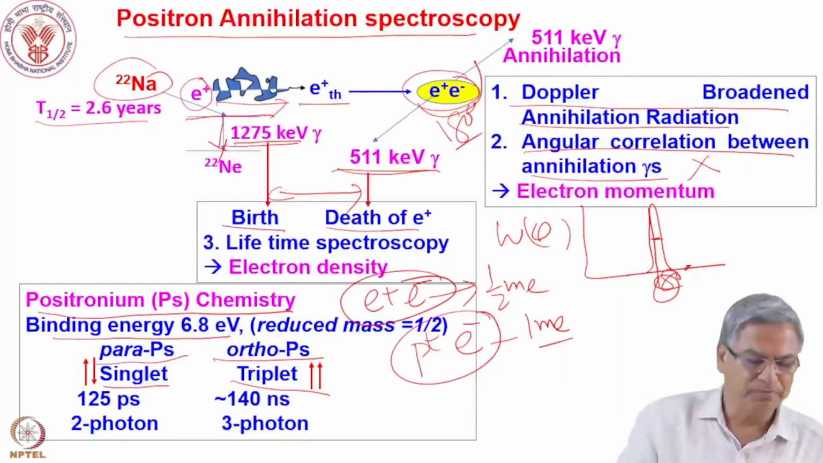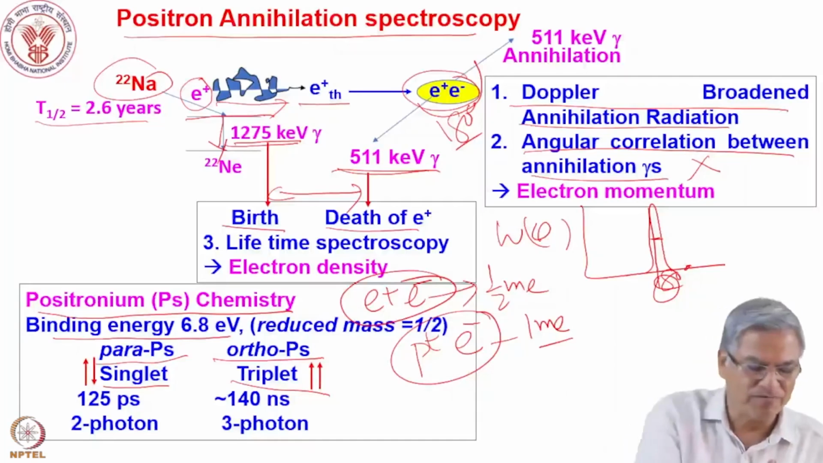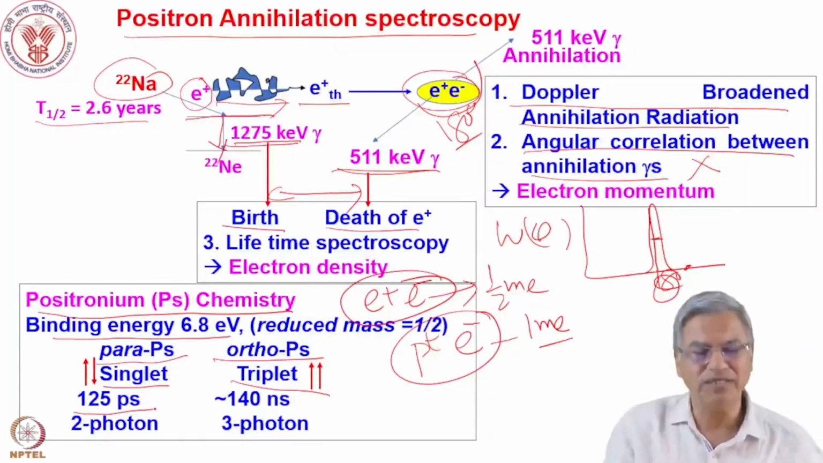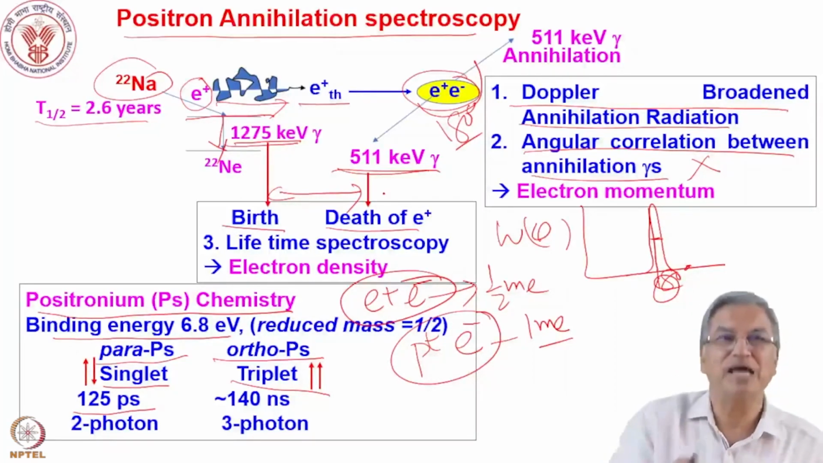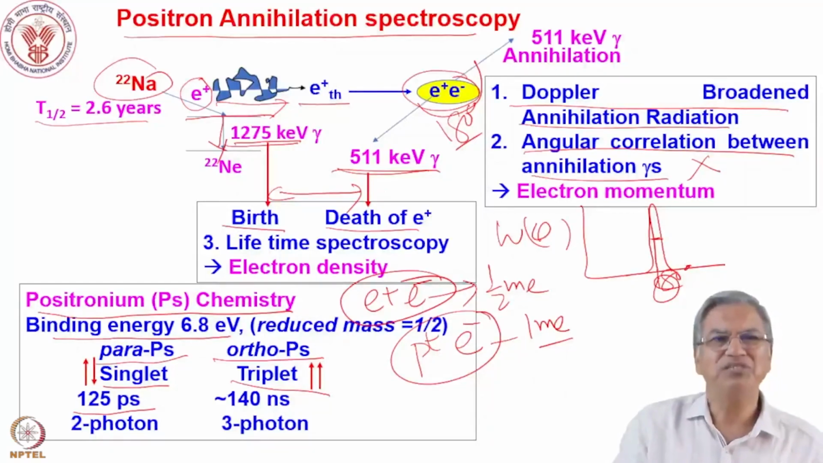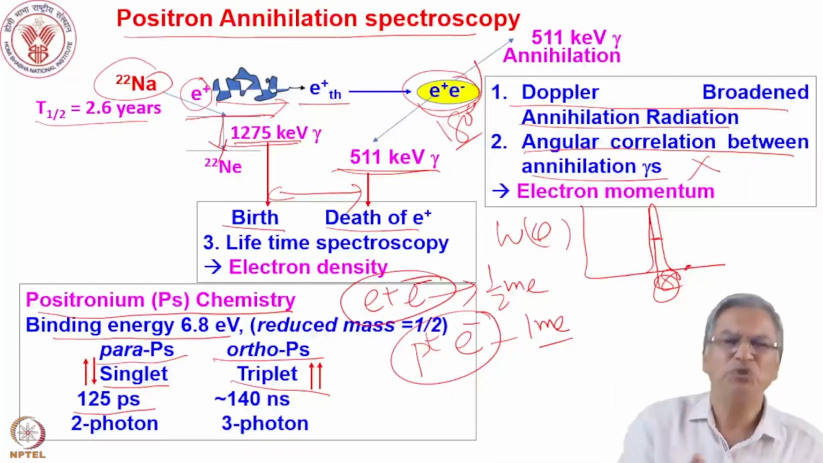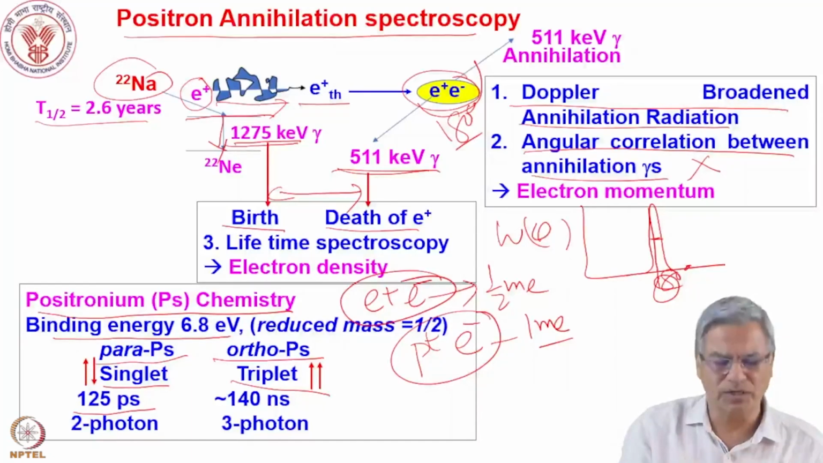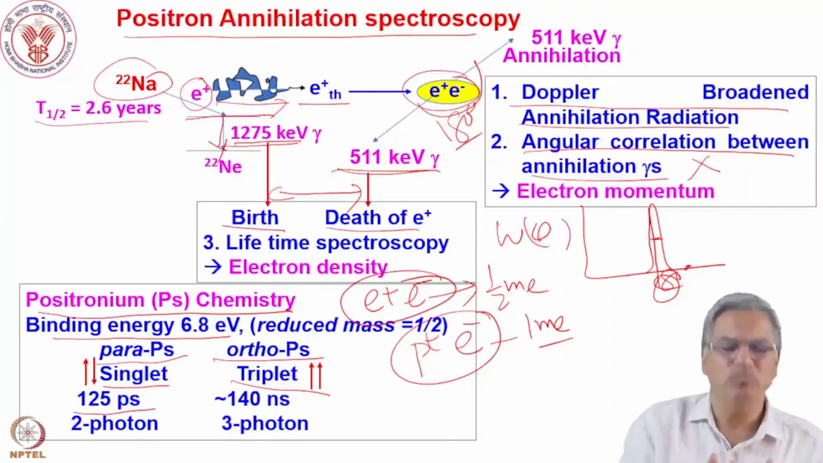So parapositronium has a much shorter half-life of 125 picoseconds, which you can determine from this lifetime spectroscopy data. And it decays by 2 photons, that means two 511 keV gamma rays. So that is the normal positronium decay. Whereas orthopositronium is a triplet state of a positron and electron, and in vacuum has a lifetime of 140 nanoseconds, so a very high lifetime.